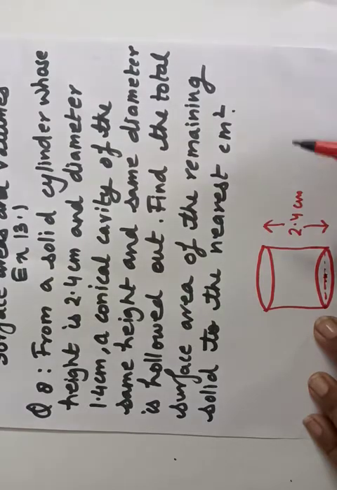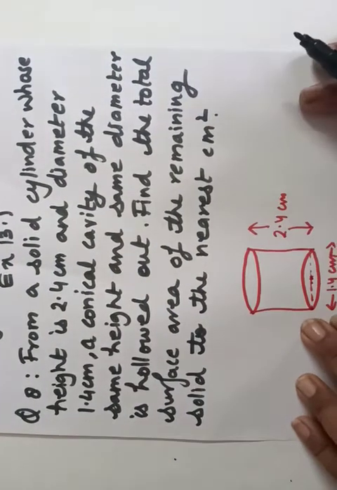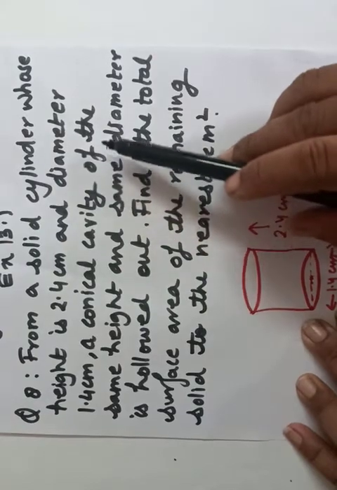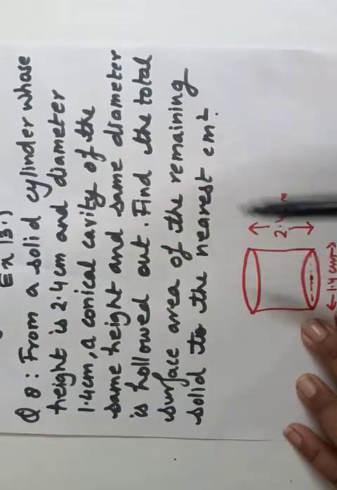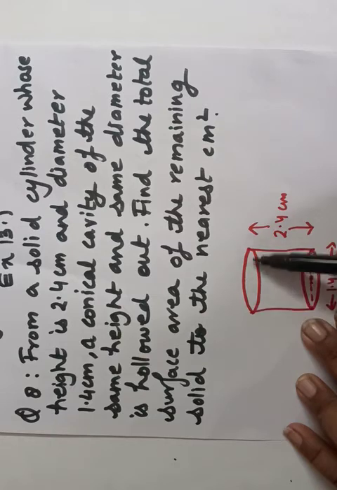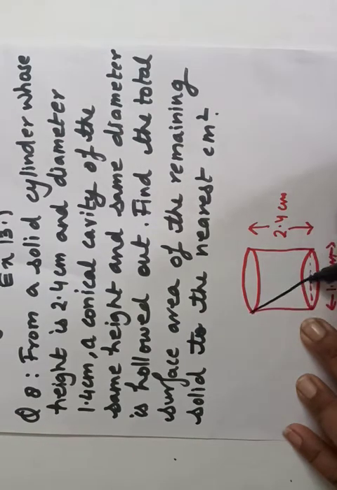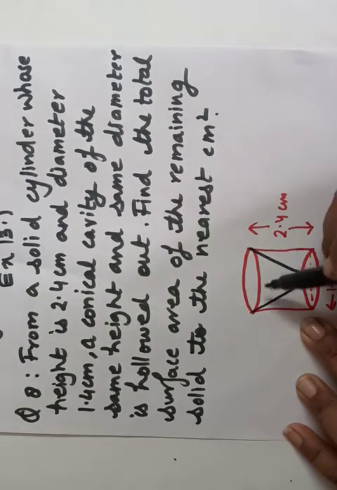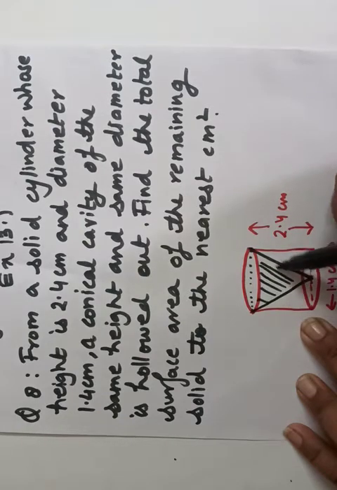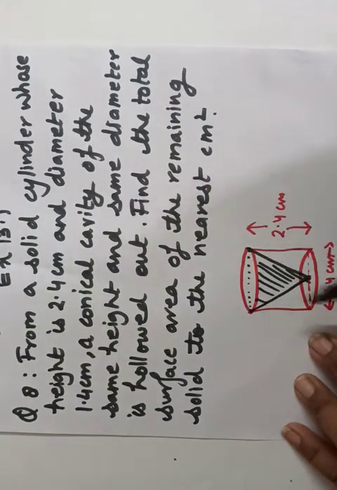Now according to the question, we have taken out a conical cavity of the same height and the same diameter, meaning the diameter of the cone will equal the diameter of the cylinder. So we have taken it out like this, having the same height and the same diameter. This is the portion that we have taken out from the given solid cylinder. Now we need to find the surface area of this given solid.